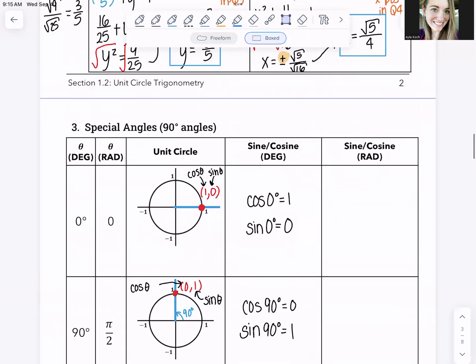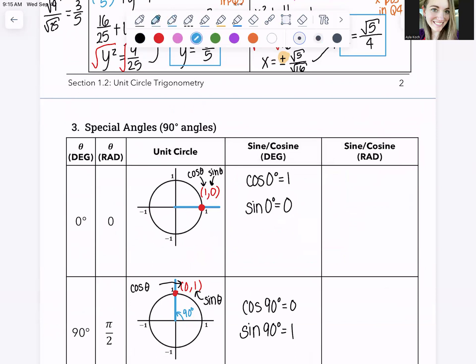I will mention, if I come back up here, this 0-degree angle is the same exact angle that you'd get if you did 360 degrees. So we can also say that cosine of 360 degrees is 1 and sine of 360 degrees is 0. So it's 360, it's 0, it's both.